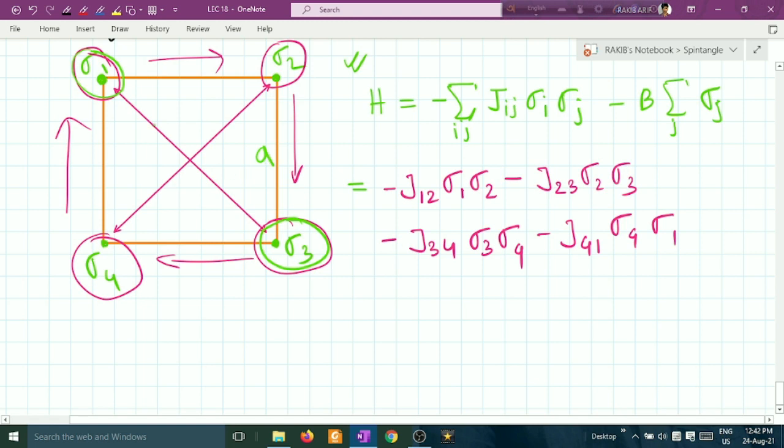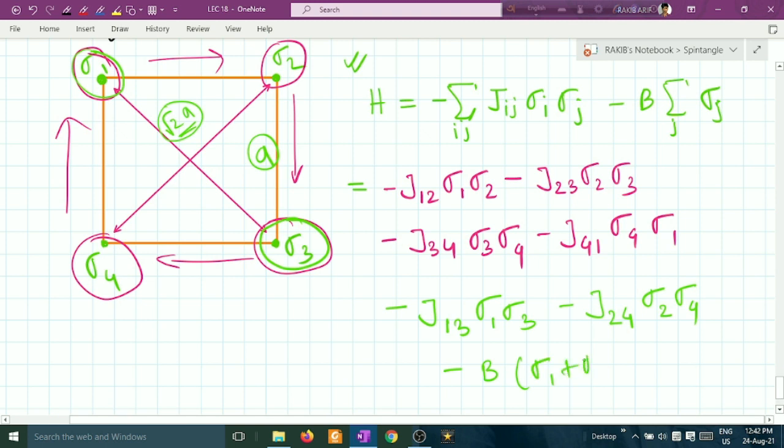Say this is the distance a. What is the distance of the diagonal? I think it will be root 2 a. This is not too much higher than a. So the sigma 1 and sigma 3, and sigma 2 and sigma 4 interactions will also be calculated. There will be other terms, J_13 sigma 1 sigma 3 and J_24 sigma 2 sigma 4, and the magnetic field term, minus B times sigma 1 plus sigma 2 plus sigma 3 plus sigma 4.